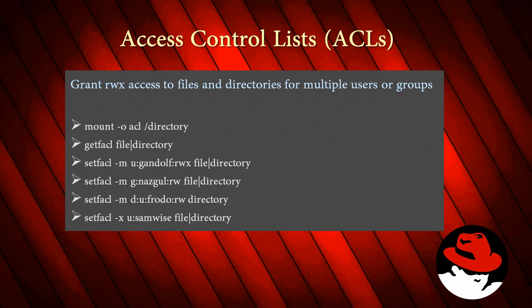You can grant access control lists, or ACLs, by using the grant rws command to files and directories for multiple users or groups. You can use the following commands: mount -o acl directory, getfacl, setfacl, and so on. The file system includes support for access control lists, which allows finer-grained control of a file's permissions than is possible with the standard three access categories that are normally provided.